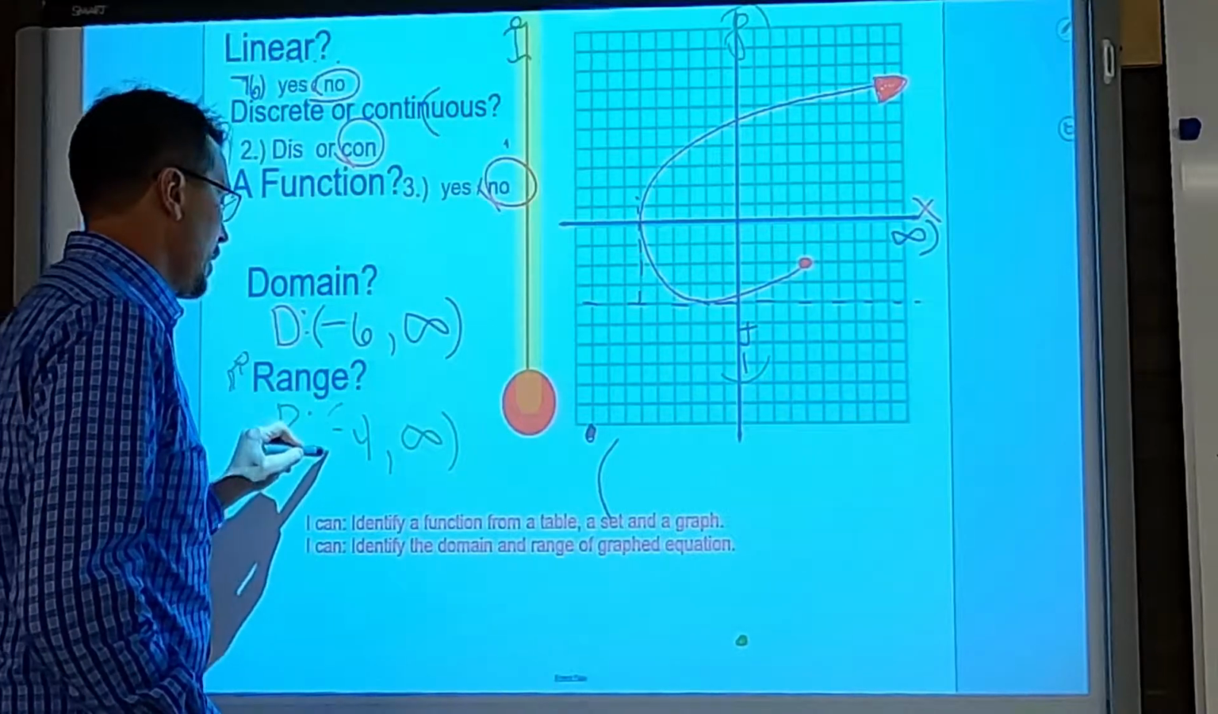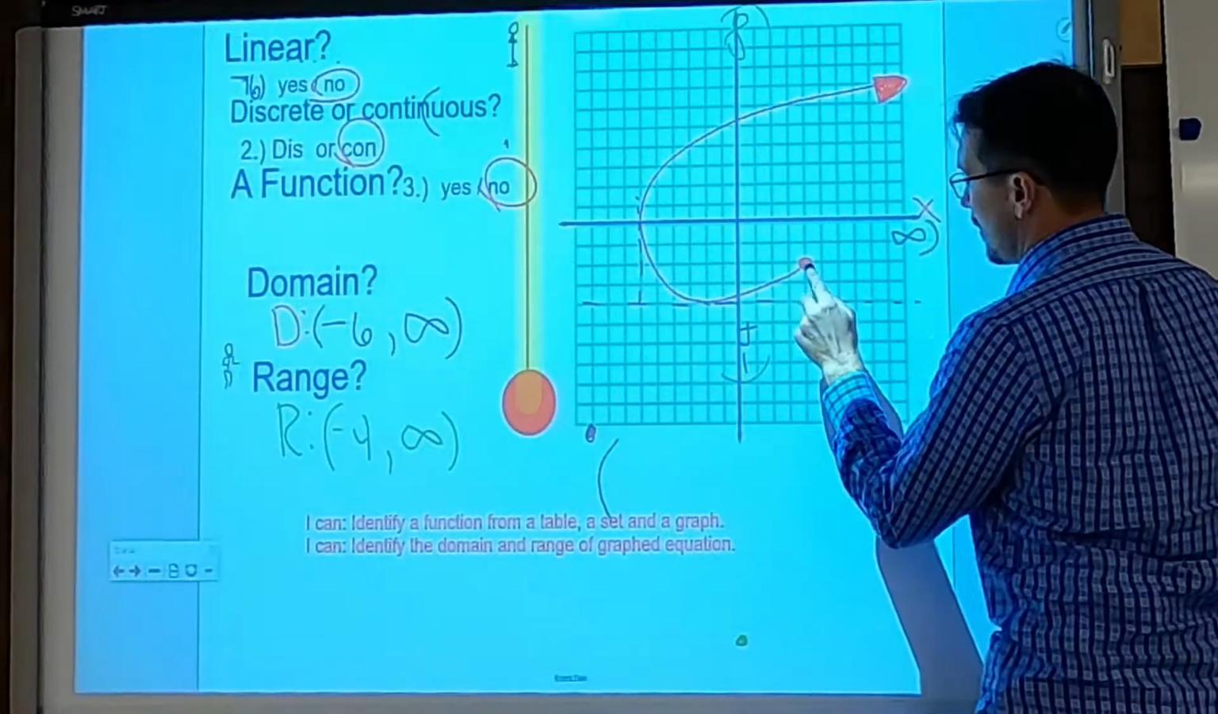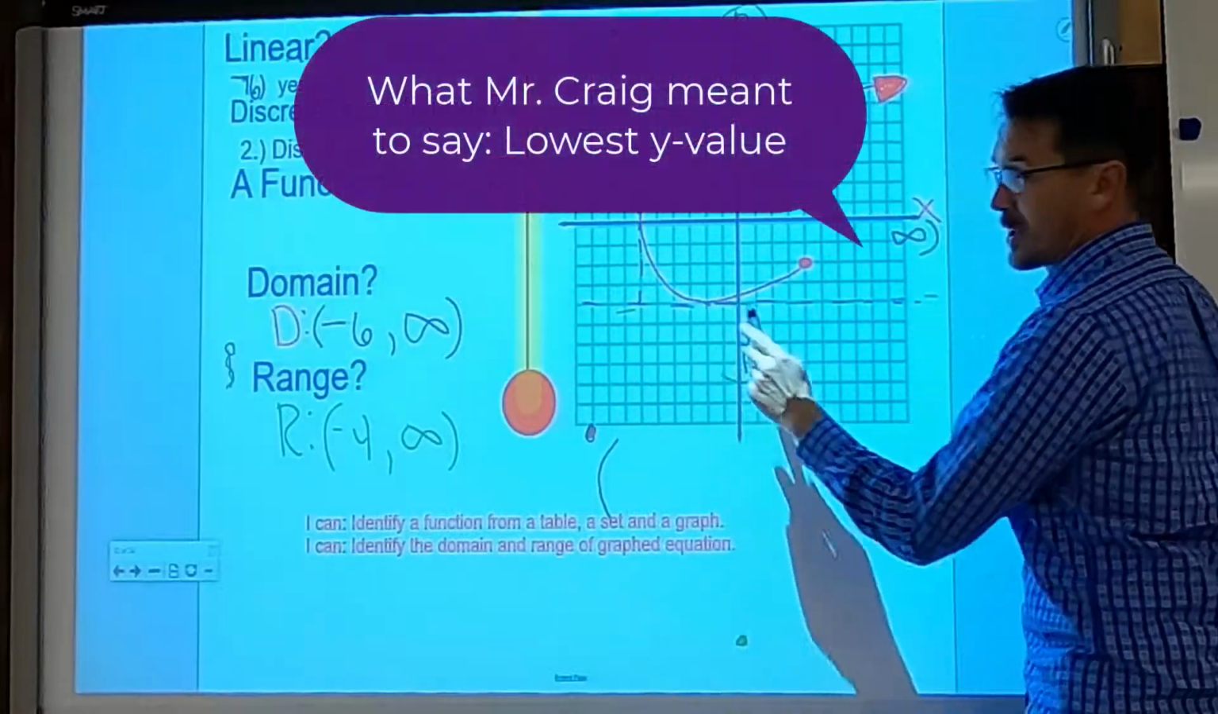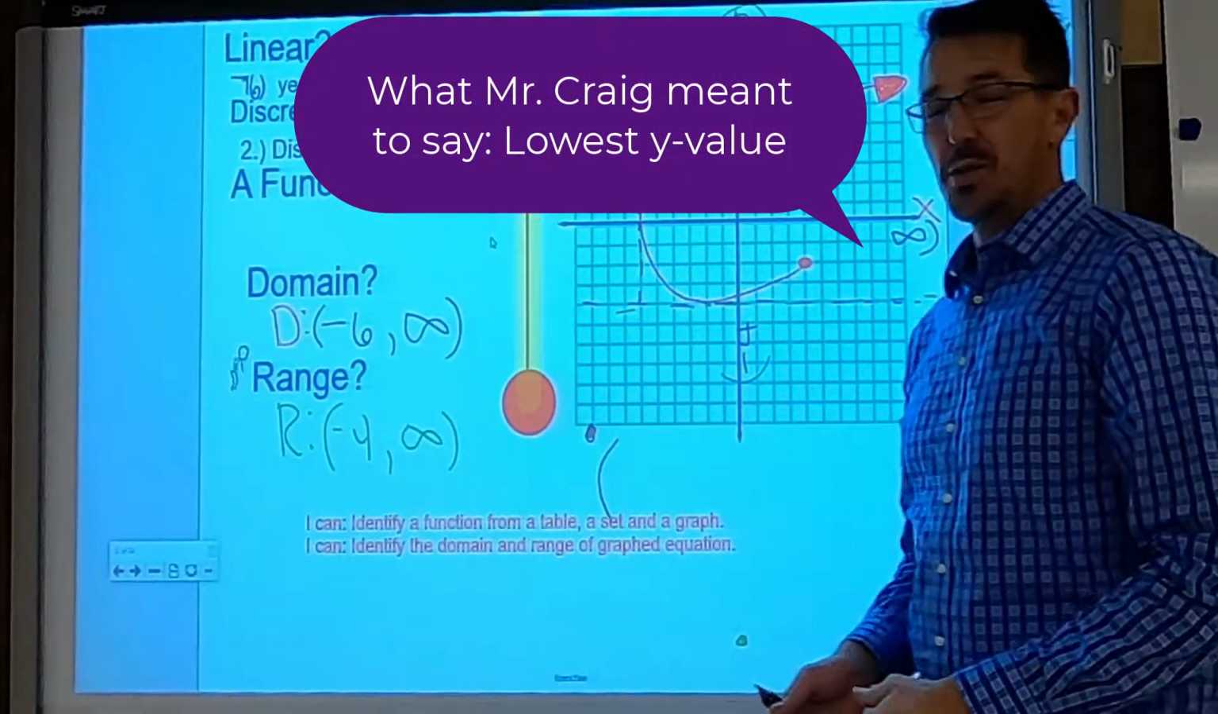And again, the biggest part people have a struggle with is they want to start here, but I have to look where my lowest x value is. So there's one. Let's try one last one.